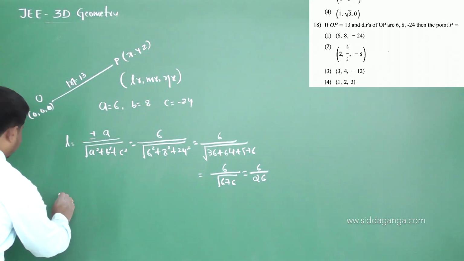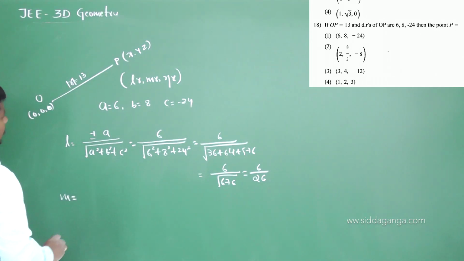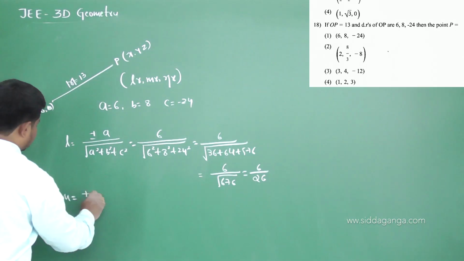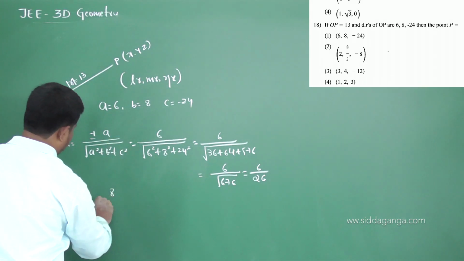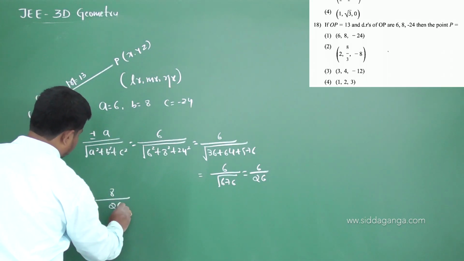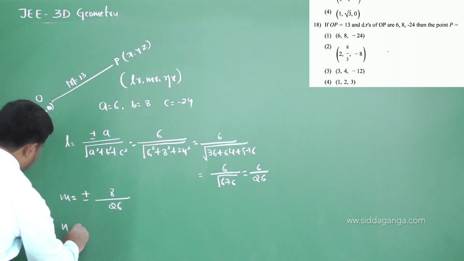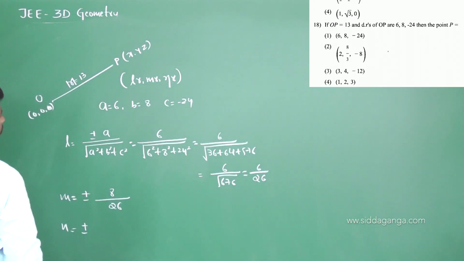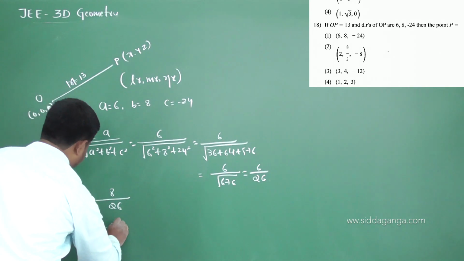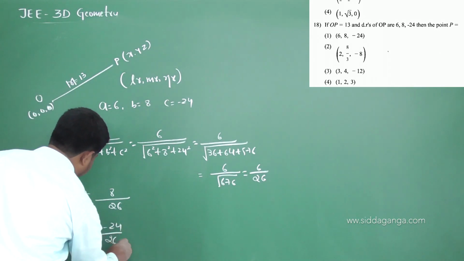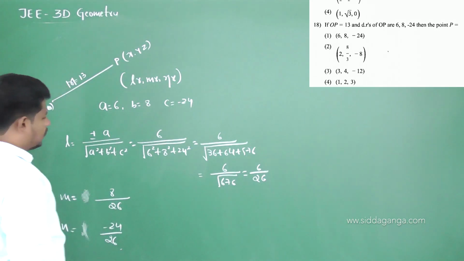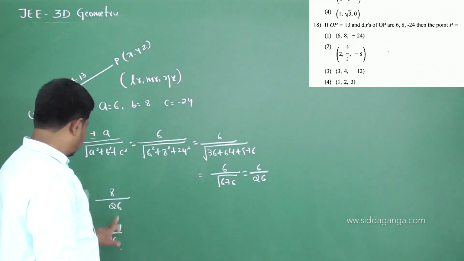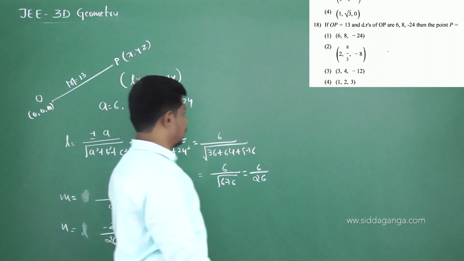In the same way, M is plus or minus, yes, plus or minus. So what do you get? 8 divided by 26. The same way, N is plus or minus, so minus 24 divided by 26. So L is 6 by 26, M is 8 by 26 and N is minus 24 by 26.